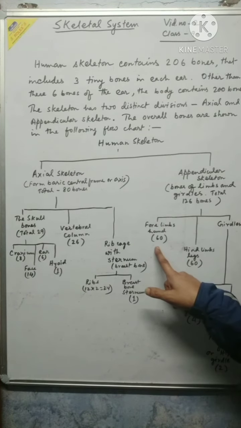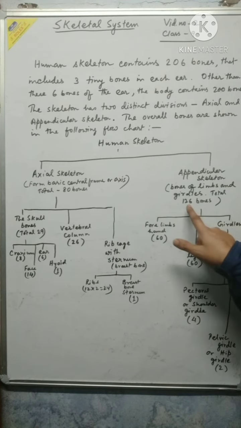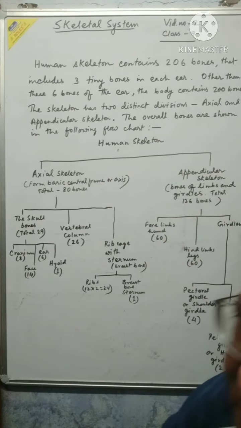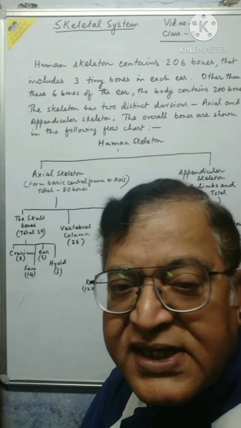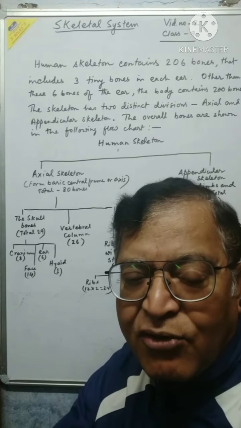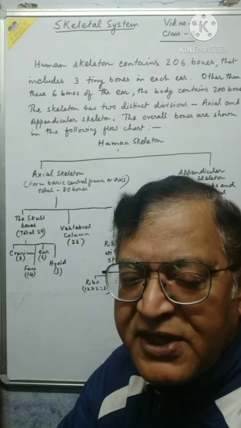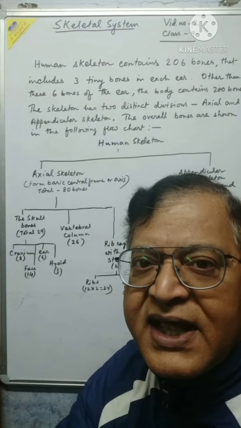So what number do you get? 60 bones here in the 4 limbs, 60 bones here in the hind limbs, and 6 bones here in the girdles. So the total is 126 bones. So if you do 80 plus 126, you will get 206 bones altogether. So this is the total outline of the human skeleton. Details of each bone and details of the structure of that we'll discuss in another video.